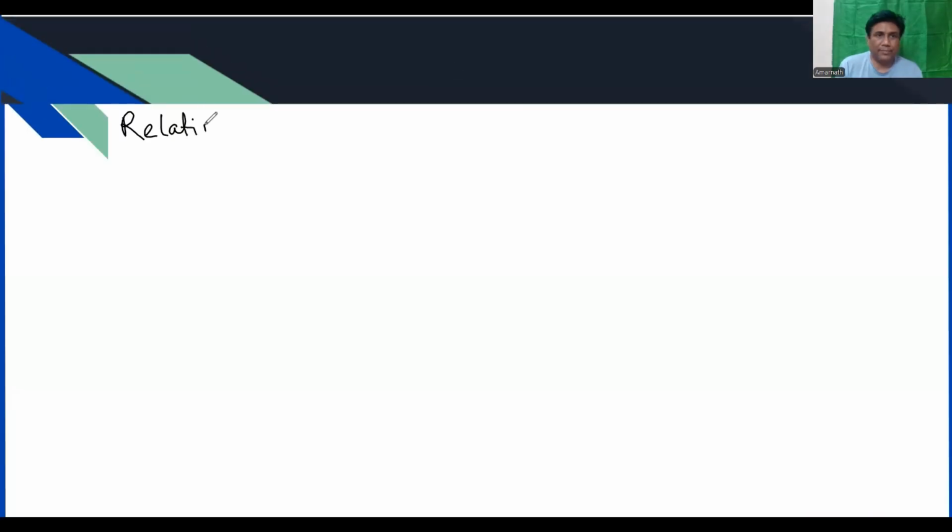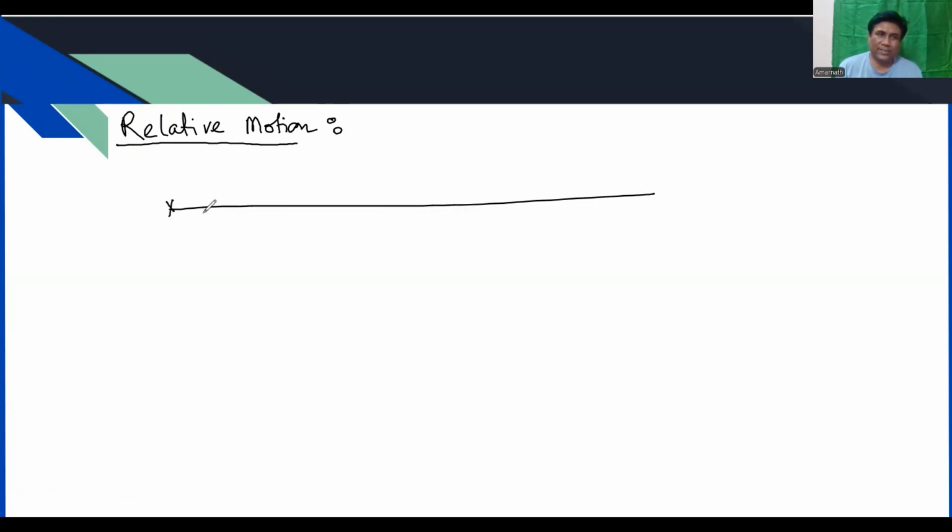So what is relative motion, you see? First, I'll discuss relative displacement, then relative velocity, then relative acceleration. Say this is one horizontal road, and this is the origin, you can say the reference point. One person is moving along the horizontal path by this much length. So this is A, and the displacement of A is this much.